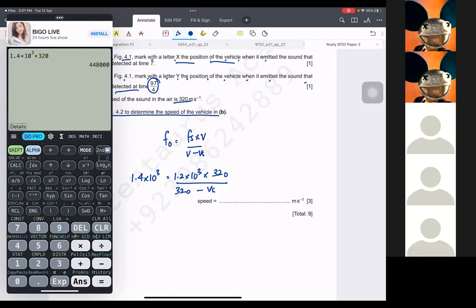9320. Okay. 448000 minus 1.4 times 10 raised to 3 Vs equals 1.2 times 10 raised to 3 times 320. Okay, so we have to subtract this.